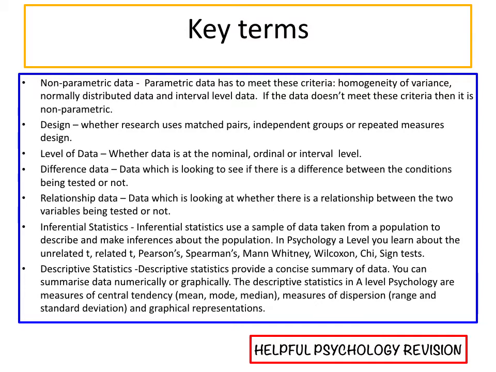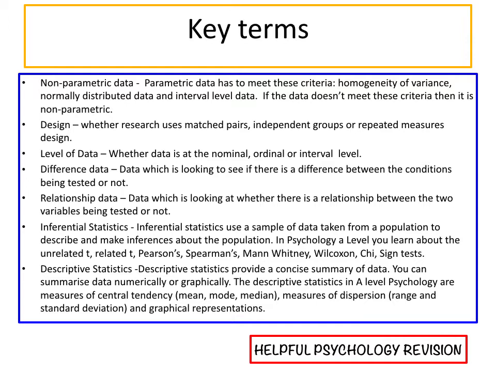So the key terms, non-parametric data is not parametric data, which sounds a bit silly, but the criteria for data to be parametric is it must have homogeneity of variance. Now that means it has a similar dispersion, so range or standard deviation between the data sets. The data must be normally distributed, and this can also be called a bell-shaped curve, and it must be at least interval level data, which is the strongest level of data. If the data doesn't meet any of these criteria, then you use a non-parametric statistical test.